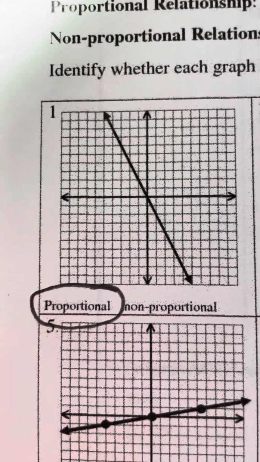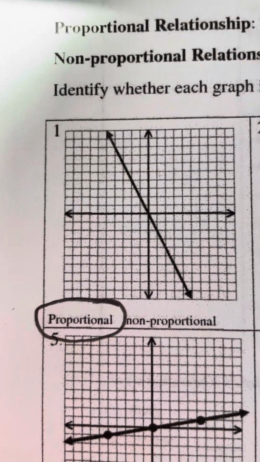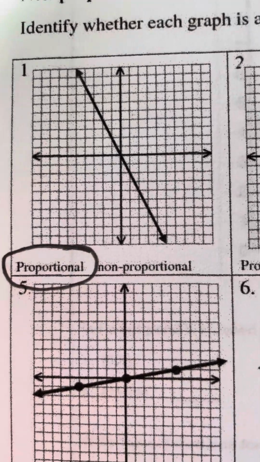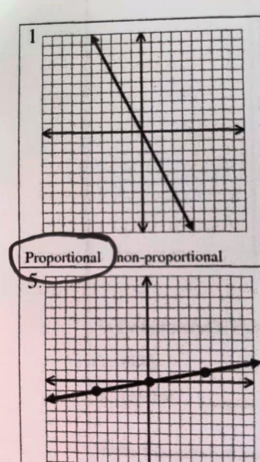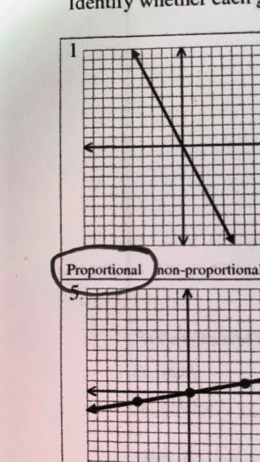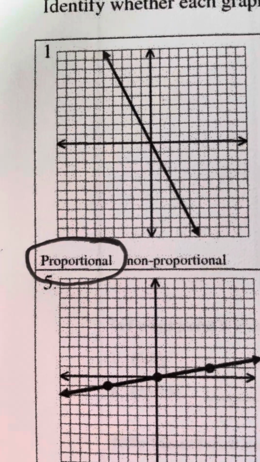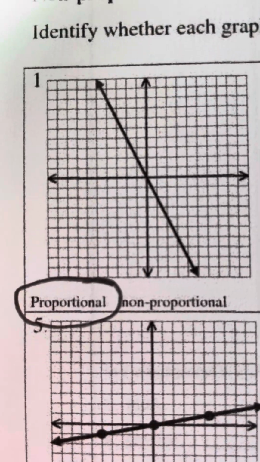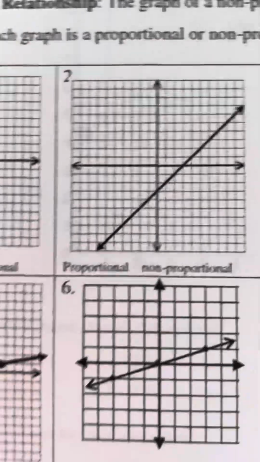It has to pass through the origin, and it has to go through 0, 0. That's the main point of a proportional relationship. So yeah, it has to go in a straight line, it has to go through 0, 0, and it has to pass through the origin. Okay, moving on to number two.